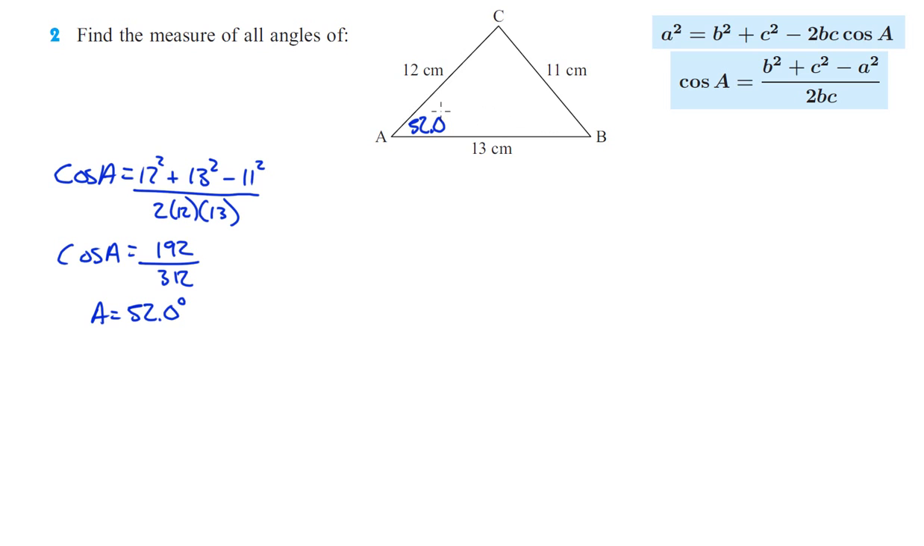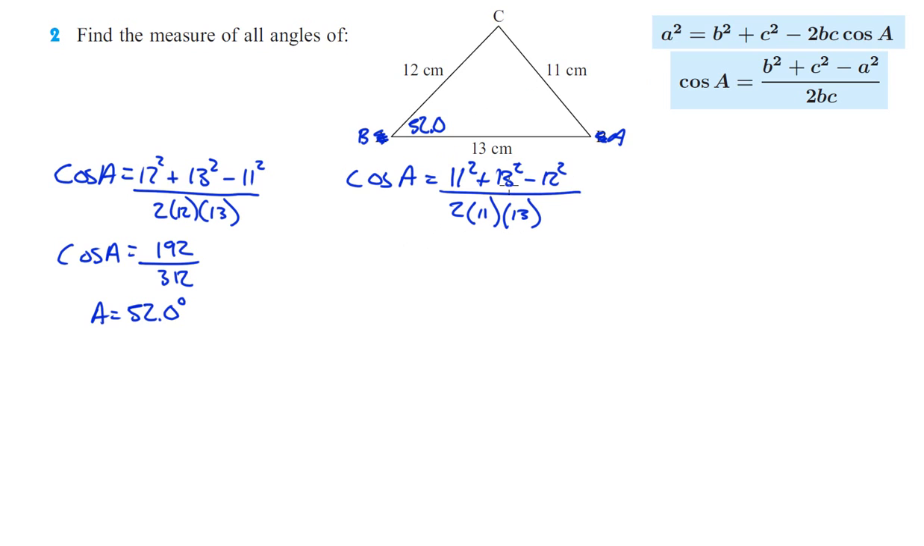There are other ways to do it, but let's just do it this way. I don't want to confuse you. So now let's say we're looking for B. I'm just going to relabel these. In fact, I'm just going to switch the A and the B here, and then we'll fill out our formula. So cosine of our new A equals B squared, which is now 11, plus C squared, which is 13, minus A squared, which is now 12, all over 2 times B, which is 11, times C, which is 13.